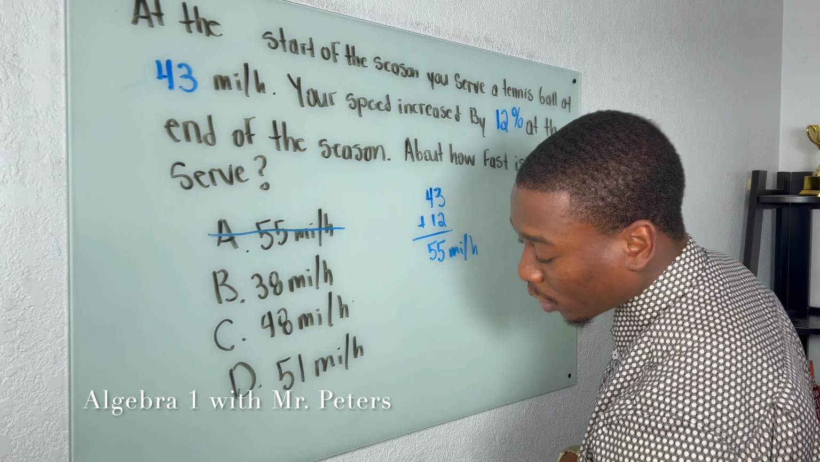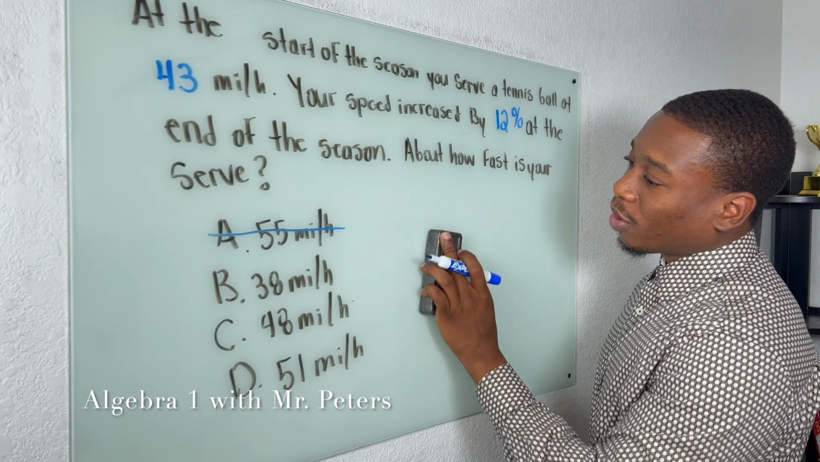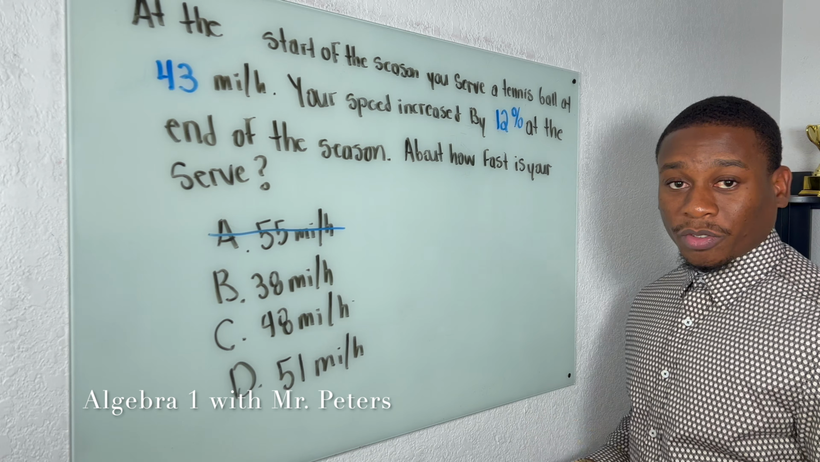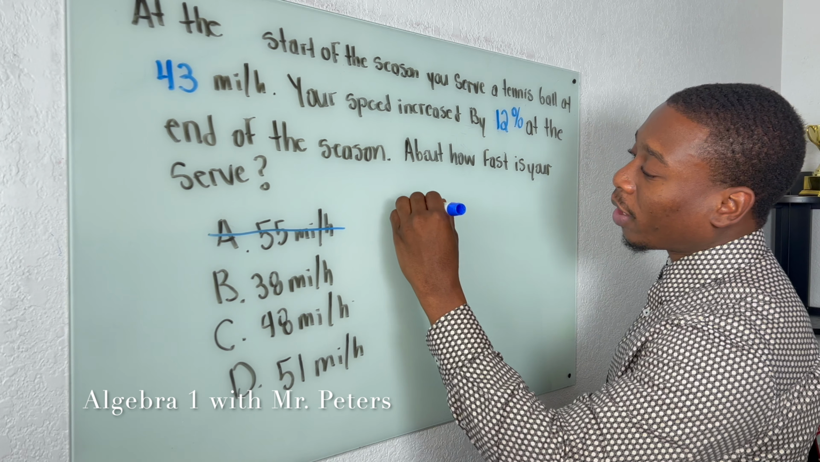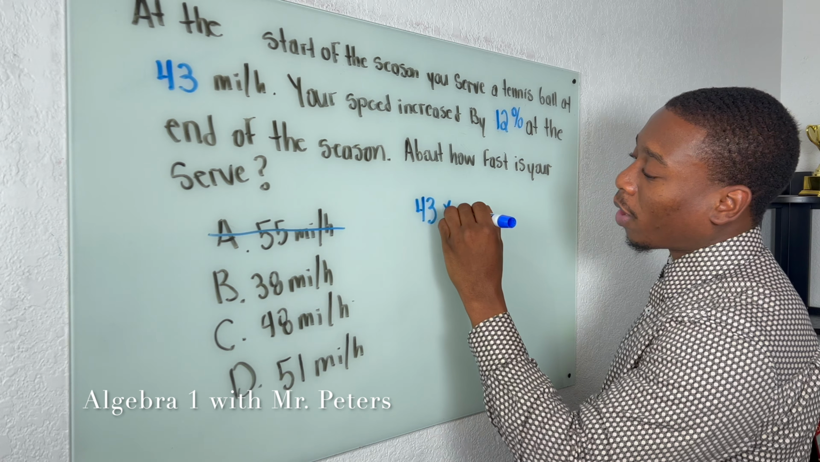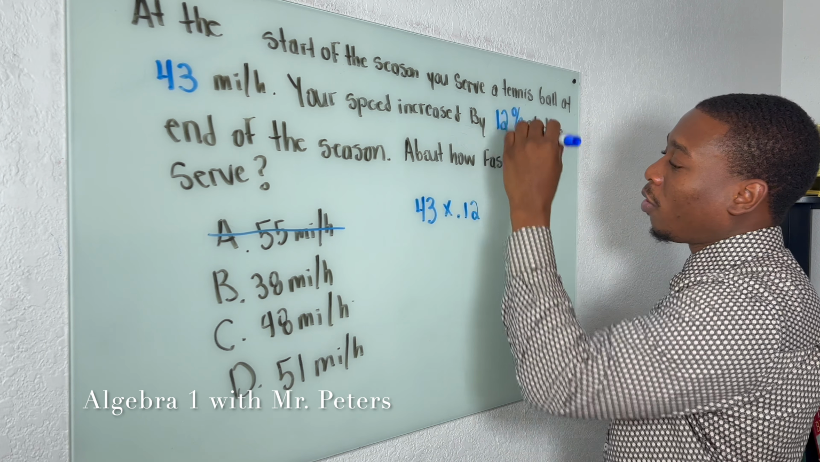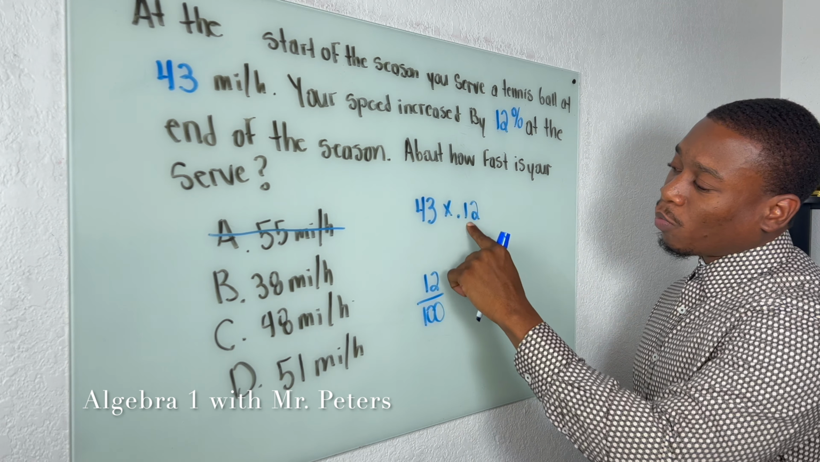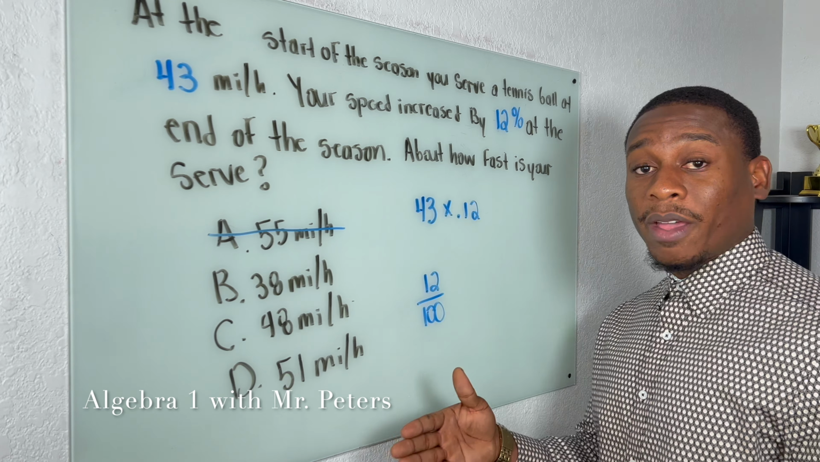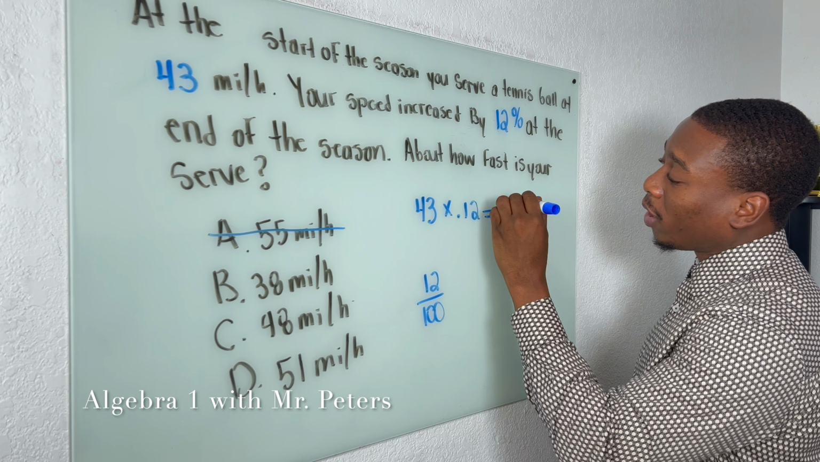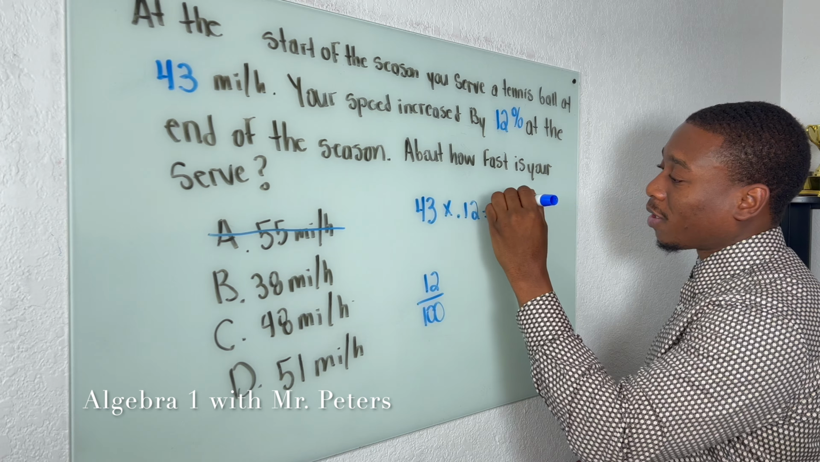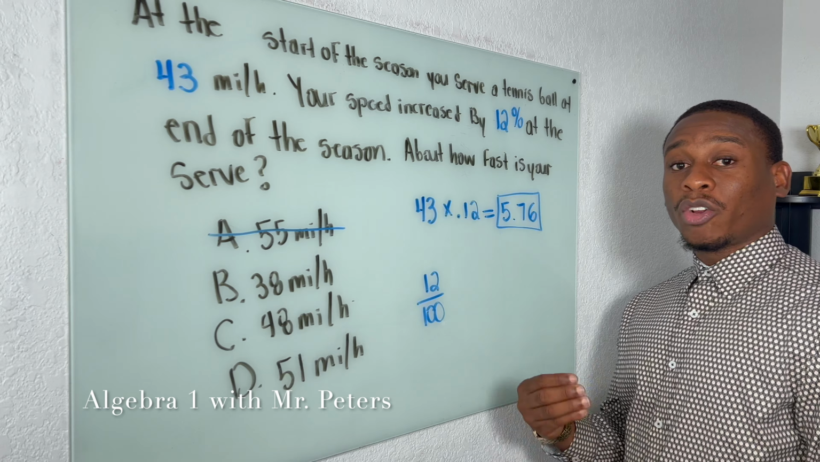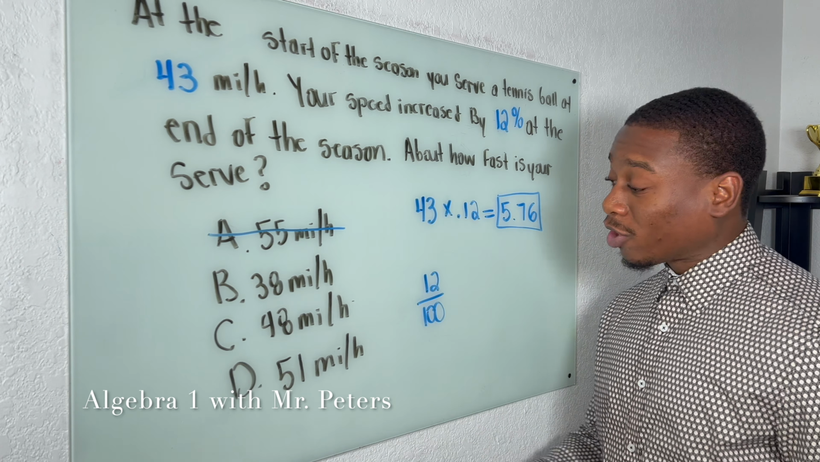What we have to do is use multiplication. So first off, we need to understand what is 12% of 43. To do that, we're going to have 43 multiplied by 0.12, right? Imagine if we put 12 over 100 and divided. Basically, we just move the decimal over two places to the left. Now, when we multiply, we're going to get 5.76. But what exactly does this number represent? That represents the increase in speed from 43 miles per hour.